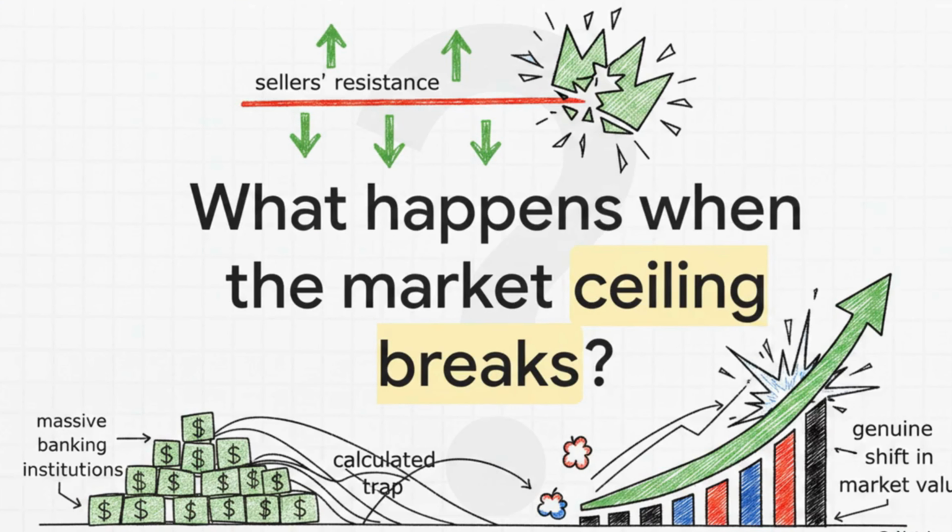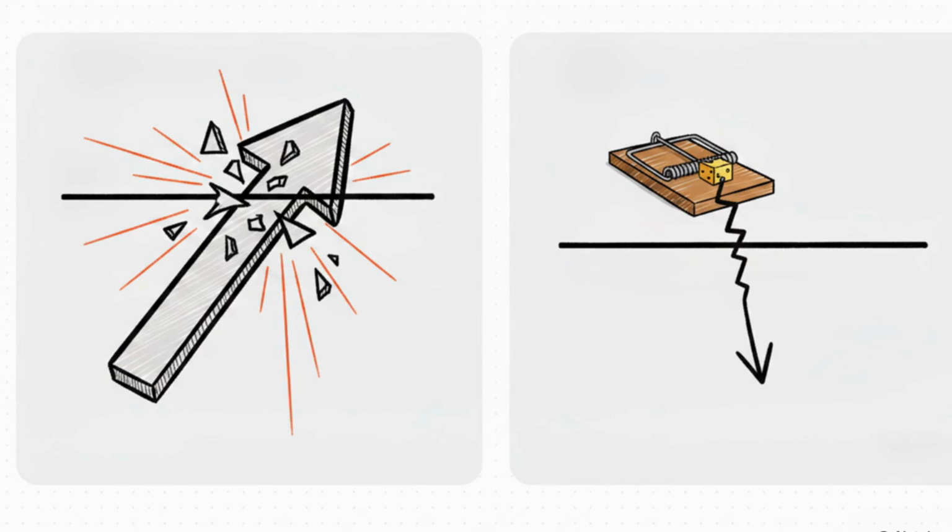Because, let's face it, a floor and a ceiling won't hold up forever. So we have to ask a pretty critical question here. What exactly happens when the market ceiling completely shatters? When buyers are so greedy and so absolutely convinced the price is going higher that they smash right through the seller's resistance. This is where the real battlefield lies. It's the ultimate conflict between a genuine shift in market value and a calculated trap set by massive banking institutions. And this right here is the critical difference every single trader has to learn to spot.